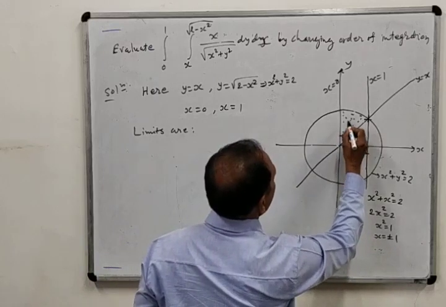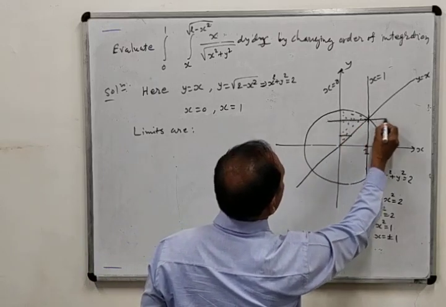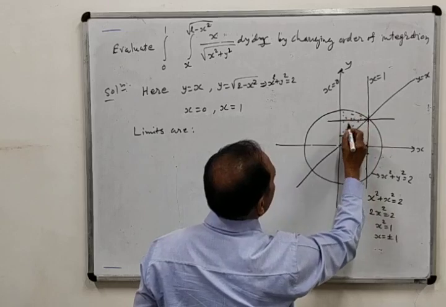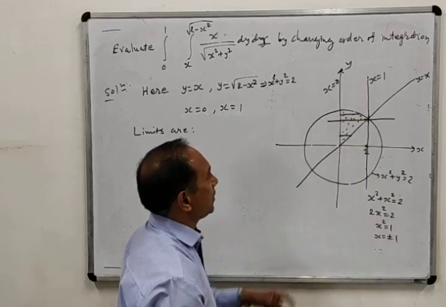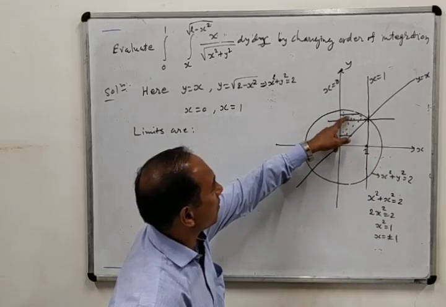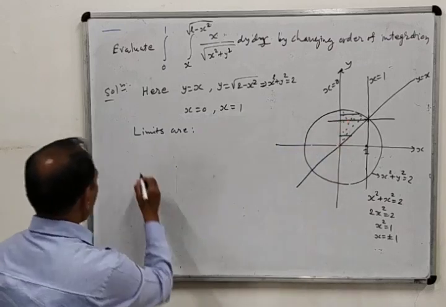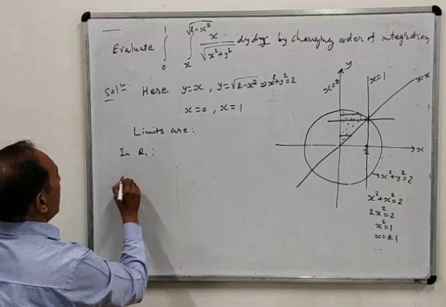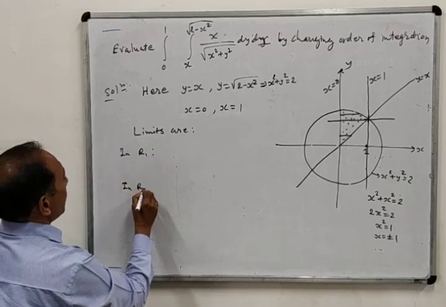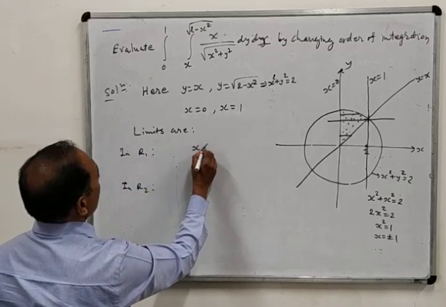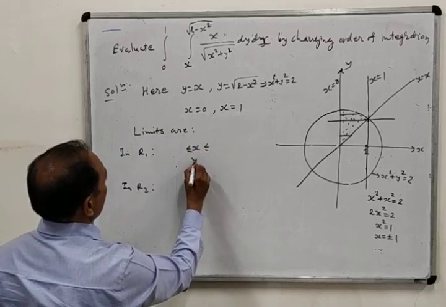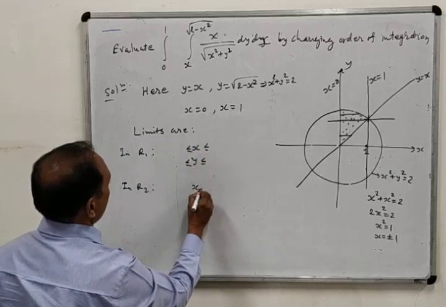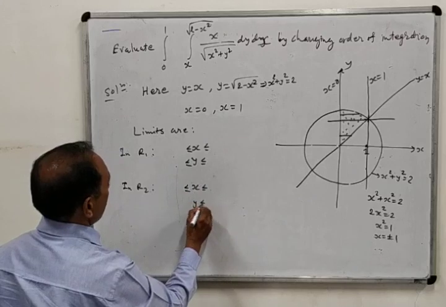So here we will draw, but here again looking into the problem, you can see that we must divide the whole problem into two subregions R1 and R2. This is suppose R1 and this is R2. So limits in R1 and in R2. So in R2 the limits are suppose x less than or equal to y less than or equal to.